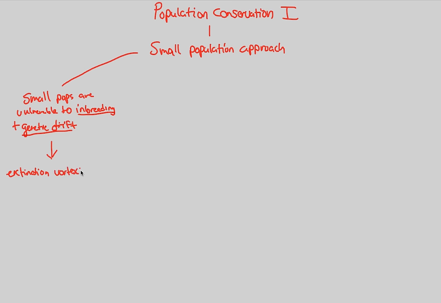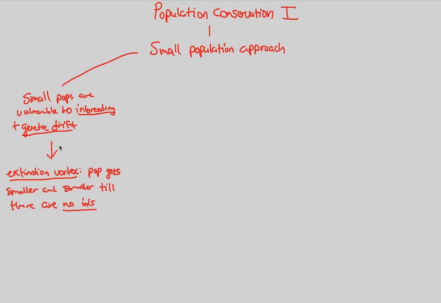So what is an extinction vortex? An extinction vortex is a direct result of the vulnerability that we see in small populations. When we have an extinction vortex, we state that the population gets smaller and smaller till there are no individuals left. So no INDS for individuals. So you want to avoid getting into this extinction vortex. You want to avoid this idea of this vulnerability and inbreeding and genetic drift.